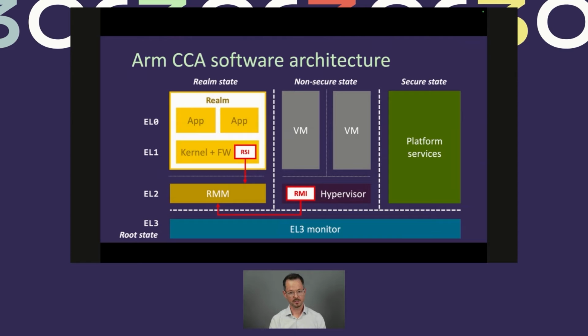Furthermore, in order to maintain and allow mutual distrust between Realm and secure worlds, RME also introduces a fourth world, which we call root, and that contains the monitor that performs switching between the other three worlds. Within the Realm world, CCA introduces a new firmware component called the Realm Management Monitor, or the RMM, that executes at exception level 2 in Realm security state. And the roles of the RMM are twofold.